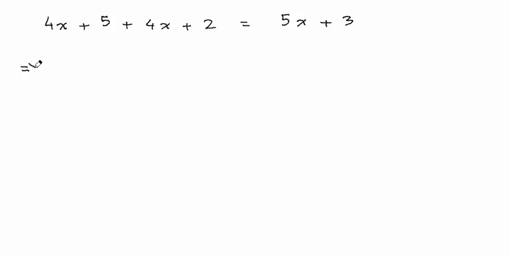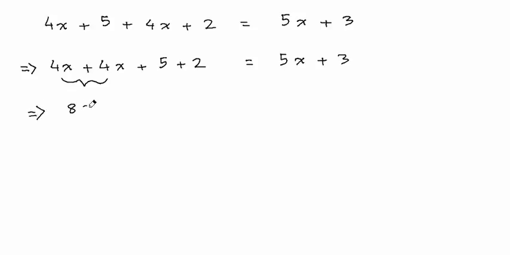So we are going to rewrite this as 4x plus another 4x plus 5 plus 2. The terms containing the unknown together and the constant terms together. And that is equal to a 5x plus 3. 4x plus 4x, these two combine to give you 8x. So we have 8x plus 5 plus 2 is 7 is equal to 5x plus 3.